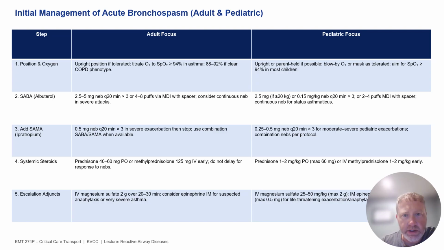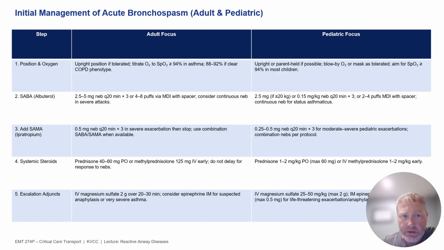This table is your stepwise acute management algorithm for bronchospasm across the severity spectrum. I want to walk you through it as a sequence because the order matters. Always start with the least invasive and the fastest acting intervention first. So supplemental oxygen to target your SpO2, short-acting beta-2 agonists like albuterol, at moderate or even higher doses, and then escalate deliberately based on the patient's response.